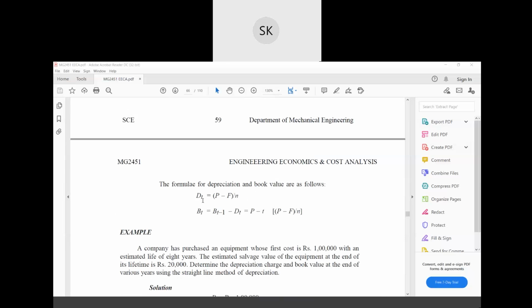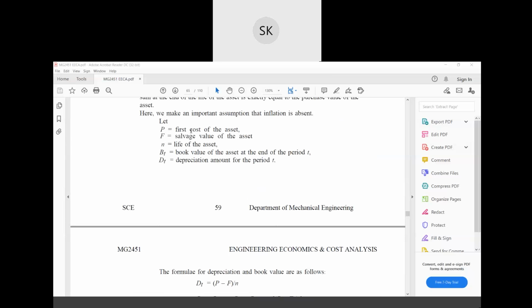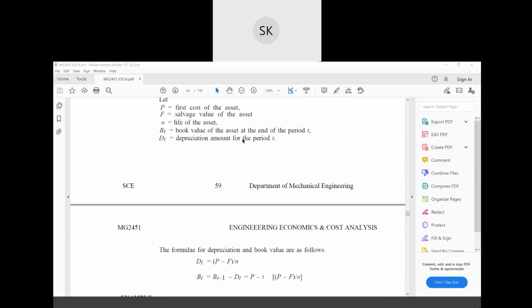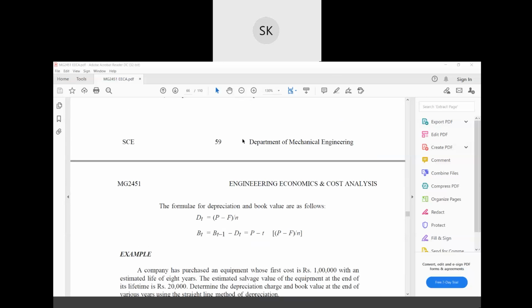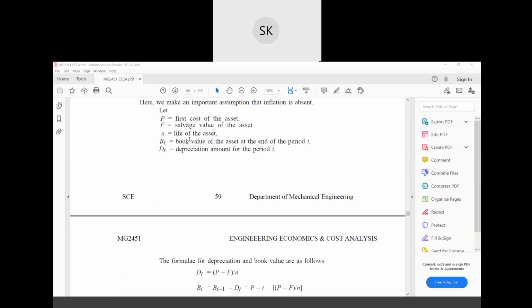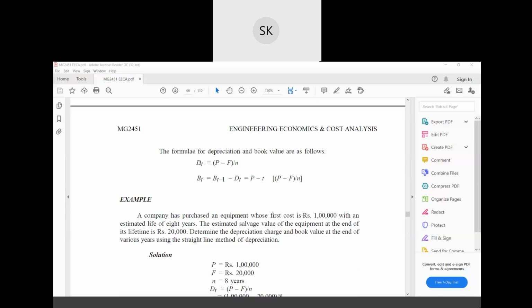The depreciation you can find by P minus F, that is, first cost of the asset minus resale value of the asset. How much you have purchased and at what rate you have sold it. If you take that difference and divide it by the life of the asset, you will get the depreciation value. To find the book value, this is the formula: BT minus 1 minus DT, or you can find P minus T.